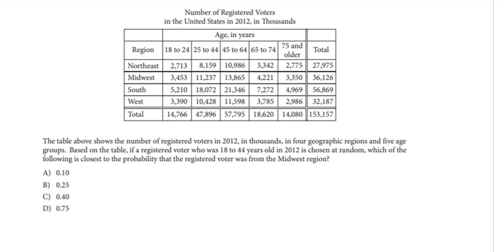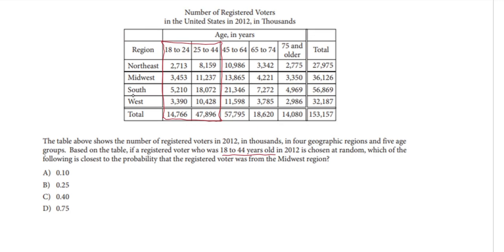So first, the first thing to focus on is it says based on the table, if a registered voter who was 18 to 44 years old. So this section is the section that we have to focus on. So we're going to focus here, 18 to 44. And then it says if someone in this age range is chosen at random, which of the following is the closest to the probability that the registered voter was from the Midwest? So remember, whenever we're trying to find probability or proportions or ratios, we're going to divide what we're looking for divided by the total.